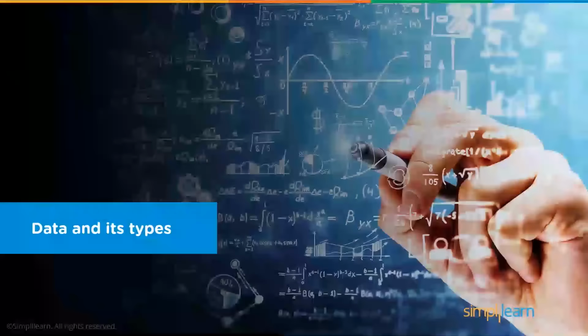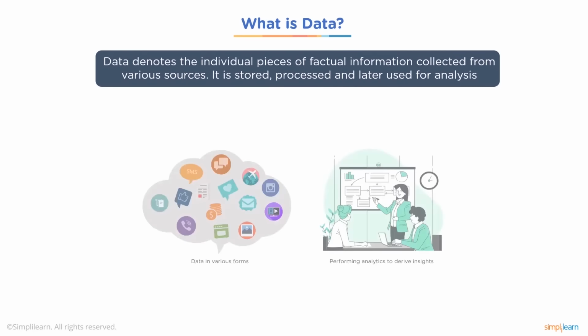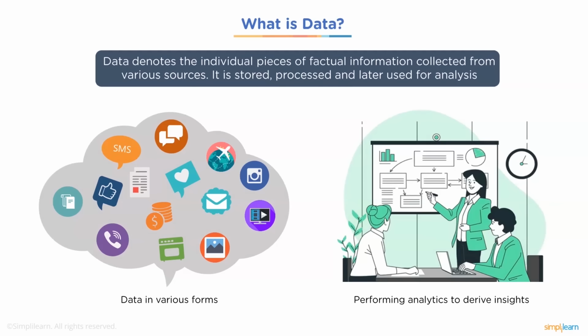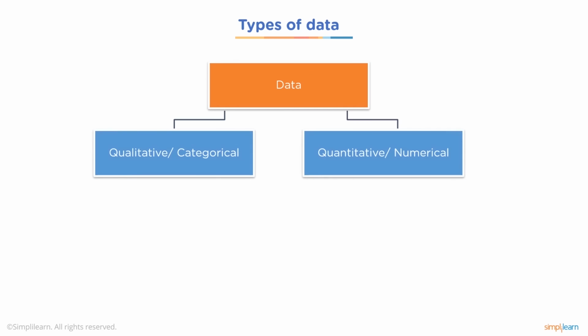Data and its types. Data denotes the individual pieces of factual information collected from various sources. It is stored, processed, and later used for analysis. And so we see here just a huge grouping of information, a lot of text, money, dollar signs, numbers, and then you have performing analytics to drive insights. And hopefully you have your shareholders gathered at the meeting and you're able to explain it in something they can understand.